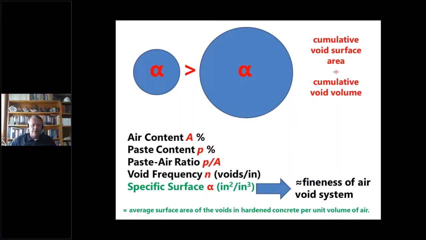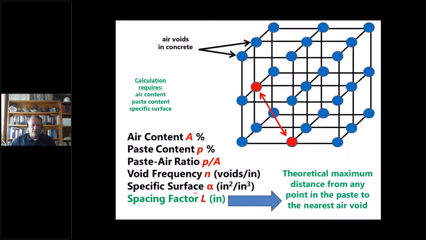And then the sixth variable that's computed through the air void test is something called the spacing factor, denoted by an italicized uppercase L. The spacing factor, again, is probably the most important of the bunch, and it requires some of those other parameters to compute. But defined, it's the theoretical maximum distance from any point in the paste to the nearest air void. The maximum distance from any point in the paste to the nearest air void.